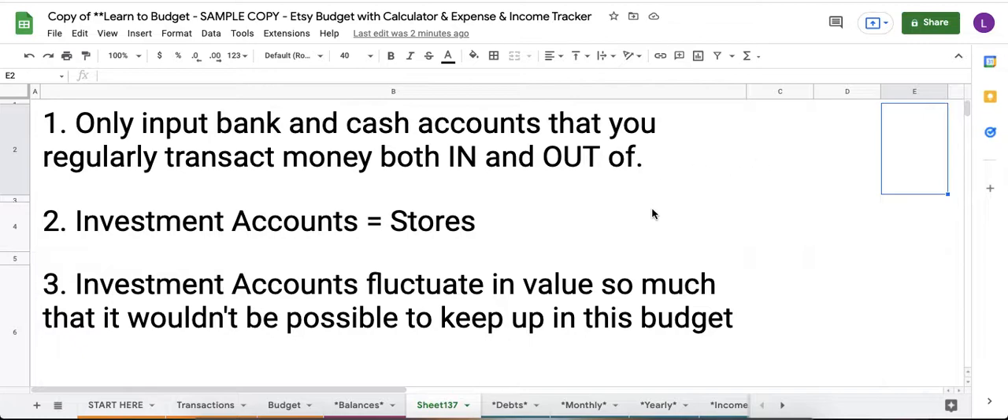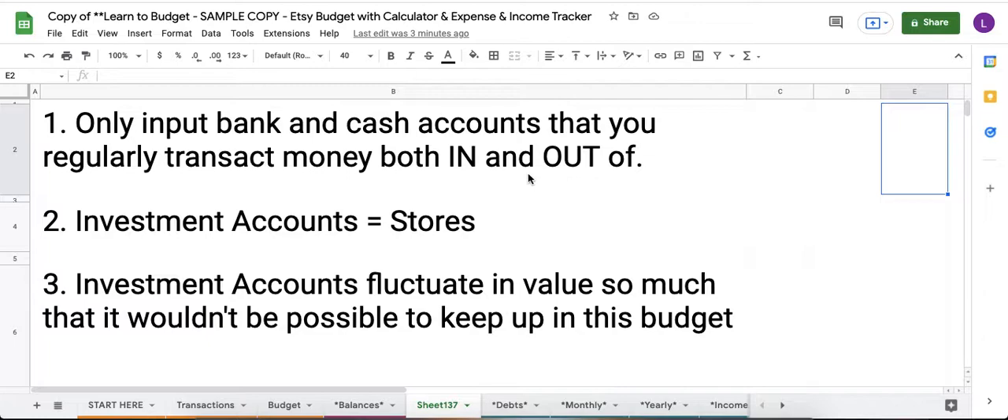So I've just written out 3 points here, and you can skip ahead if you don't really care to know why, but I think it's important to understand how money works in this budget before I just tell you how to enter these transactions. So in this scenario, you're actually not going to enter your HSA account or your 401k account or your other investment accounts into this budget spreadsheet. And the first reason is because you're only going to input bank and cash accounts into the budget spreadsheet that you're regularly transacting money both in and out of.